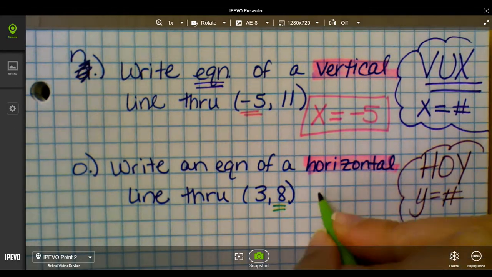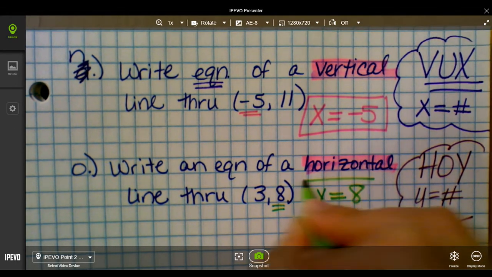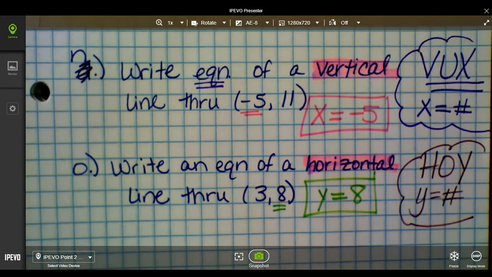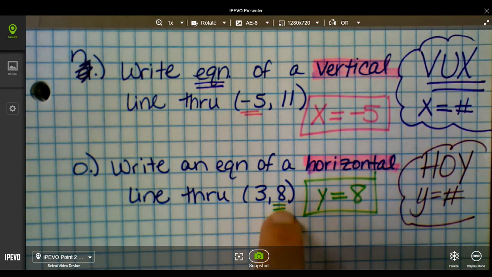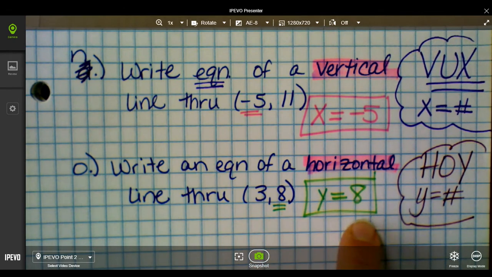So what do I have to do? Y equals the y value, and I'm done. That is the equation of a horizontal line that goes through this point. A horizontal line would go through 1, 8, 2, 8, 3, 8, 4, 8, 5, 8, 0, 8, negative 1, 8, negative 2, 8. All of them are going to have the last digit of 8 because their slope is 0.